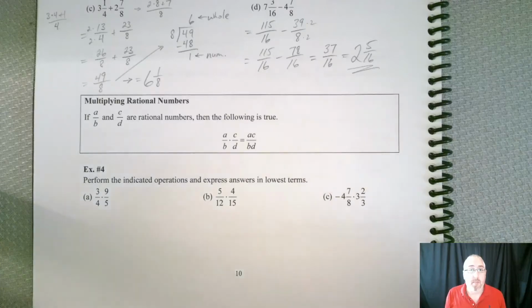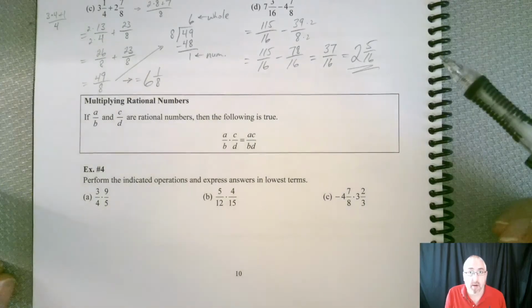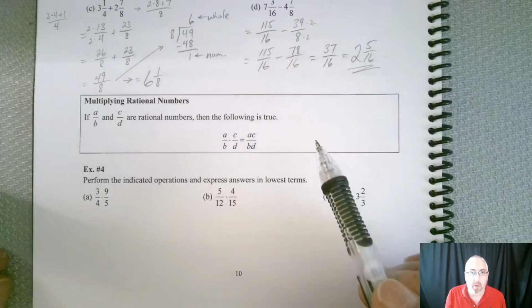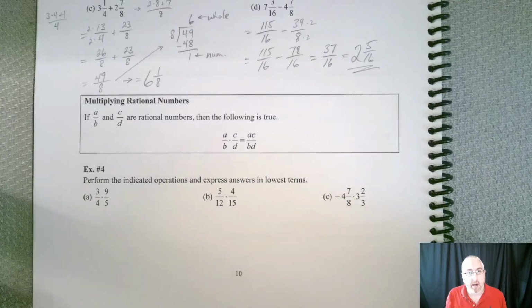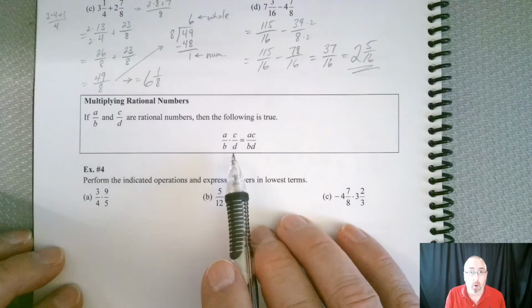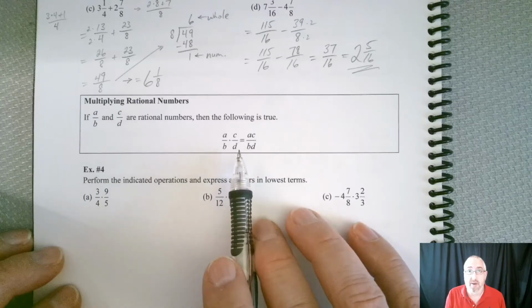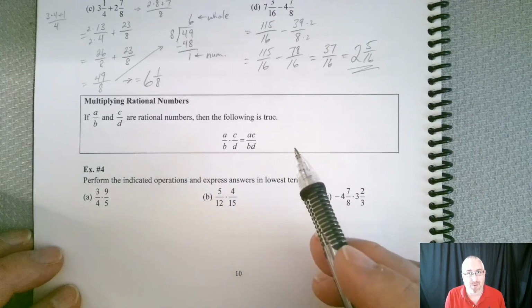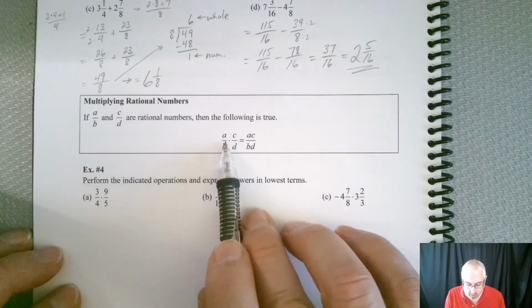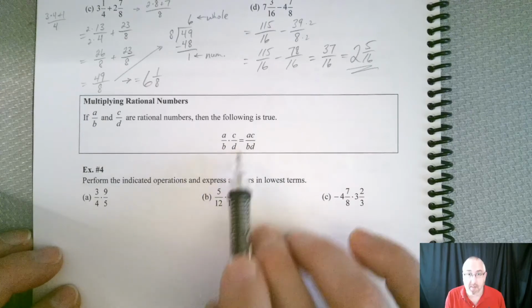All right, so let's pick up where we left off. We just got done adding and subtracting rational numbers, fractions. So now let's jump into multiplying and dividing rational numbers. The rule for multiplying is actually very, very simple compared to adding and subtracting. If you're multiplying two fractions, all you do is multiply the tops and multiply the bottoms.